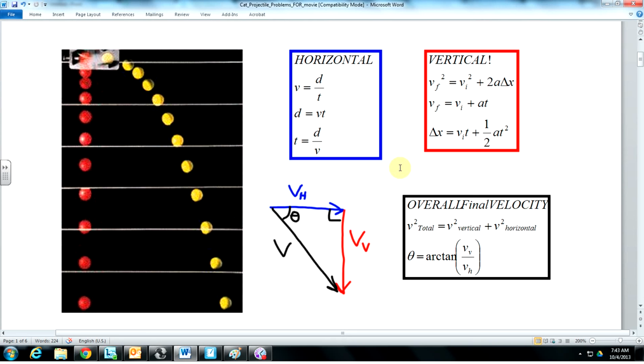All right, so here we go. We're going to do projectile motion in 2 dimensions. So that means that not only is it moving vertically, but at the same time it's moving horizontally.